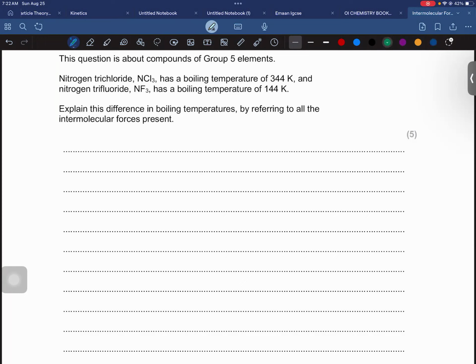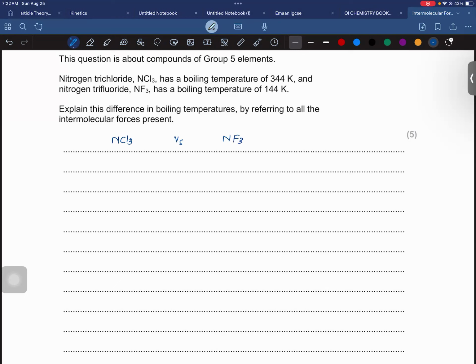So you only have two types of forces. The first one is the London force, that is van der Waals force, or you can say temporary dipole. Another one is the permanent dipole. So if you can see, you have NCl3 and you have NF3.